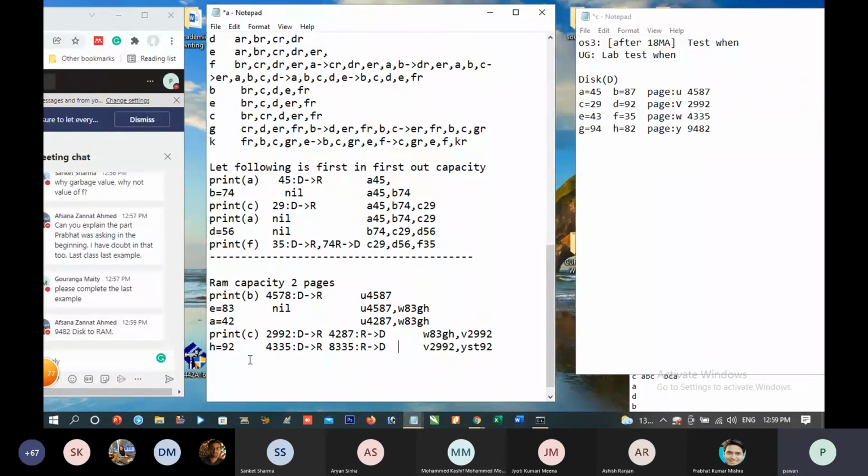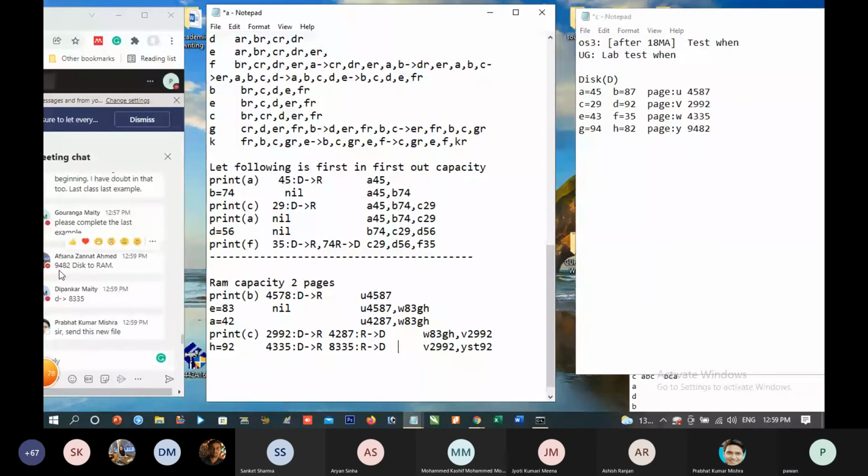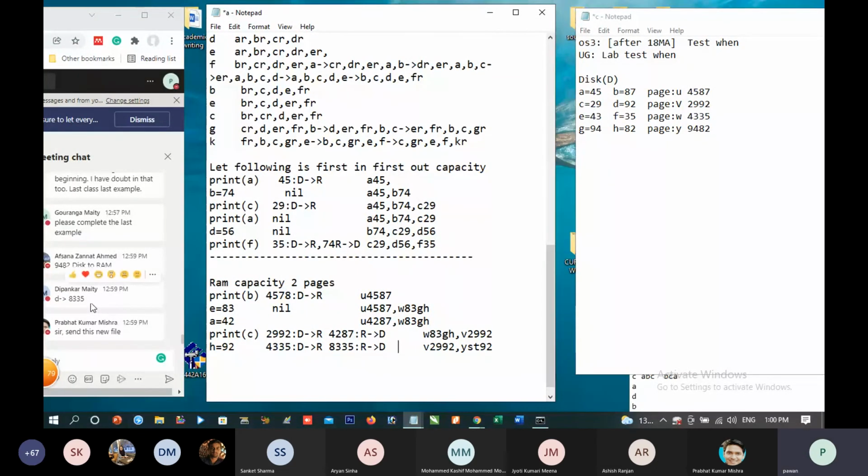H is equal to 92. Disk to RAM, we are removing W 4335. What is the mistake? Why are you writing 9482? No, wrong. Jannat, you are fully wrong. D is 8335. Yes. Dipankar is correct. No, disk to, no, Dipankar is also wrong. We shall send it later on. Is it correct? We shall discuss first. We shall discuss first.